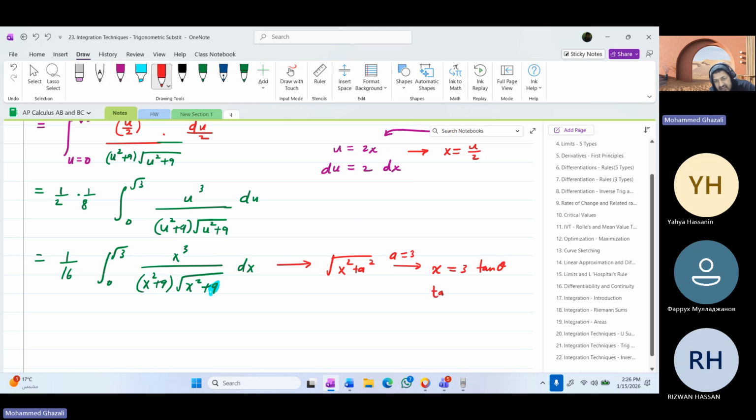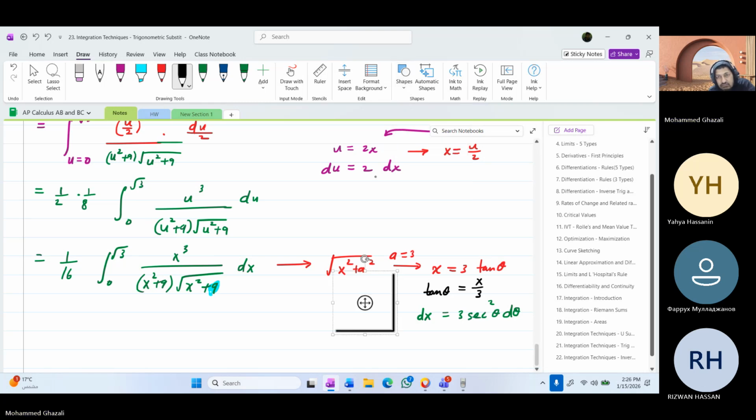So let's find dx, the derivative. dx is now equal to 3 times the derivative of tan, which is sec squared theta d theta. Now, what is tan theta? We're checking the triangle now. Tan theta is x over 3. I'm going to draw the triangle and check if the square root form appears there. You need to check if the square root form appears in the triangle, right?